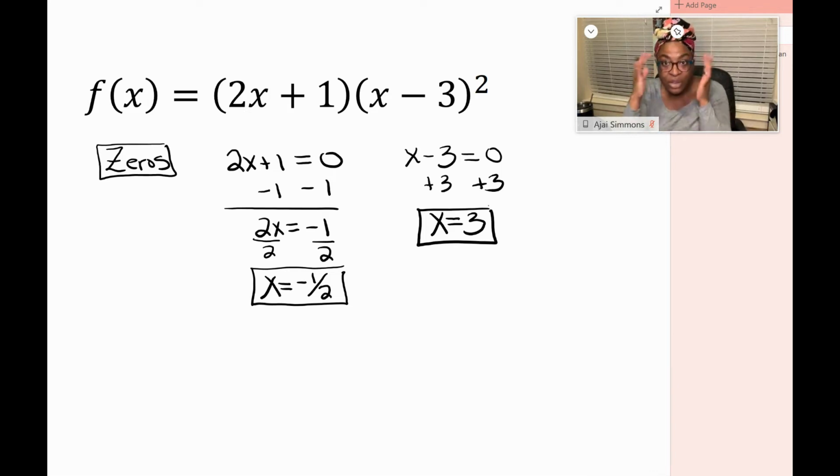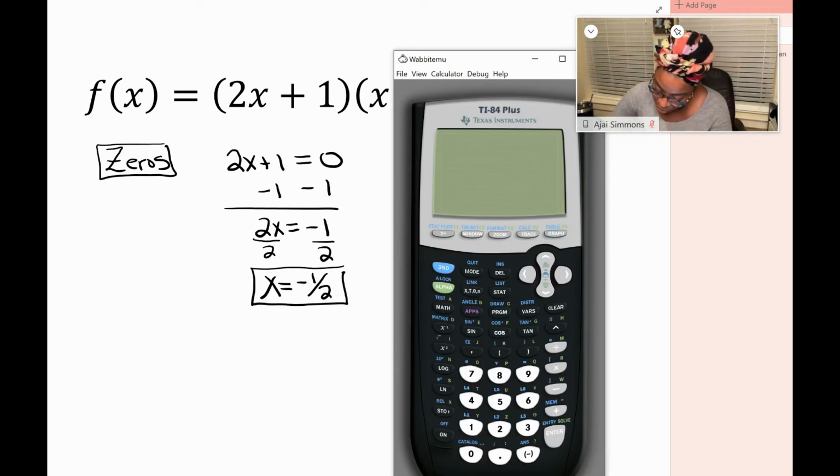So what does that tell you about the picture? Before we even put it in our graphing calculator, that tells us that if we put this polynomial into our graphing calculator, the graph is going to go through or touch at negative 1/2. It's going to go through or touch at 3. Those two values are x-intercepts, so let's put this in our graphing calculator.